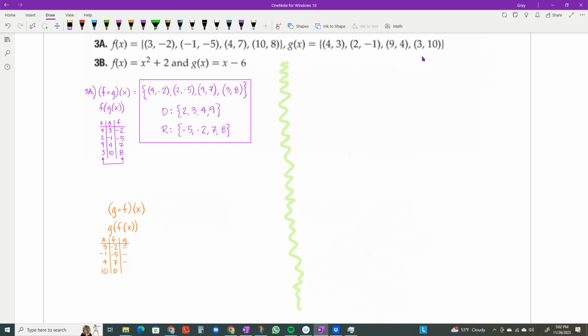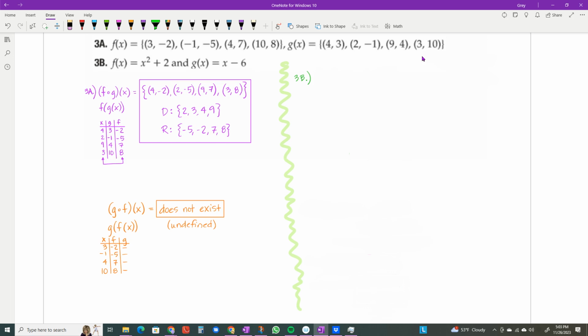7, not defined. 8, not defined. So that means that g of f of x does not exist or is undefined. Either answer is acceptable. All right, let's look at 3b where we have two equations as opposed to a set of ordered pairs.